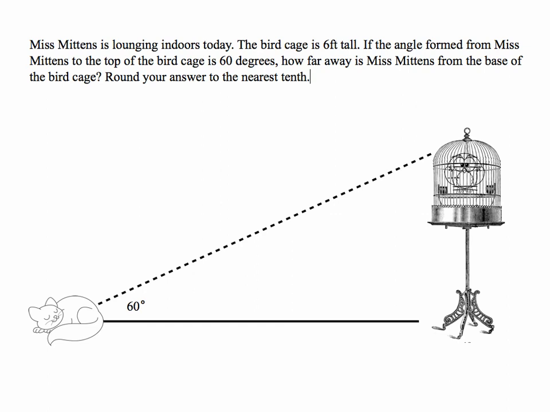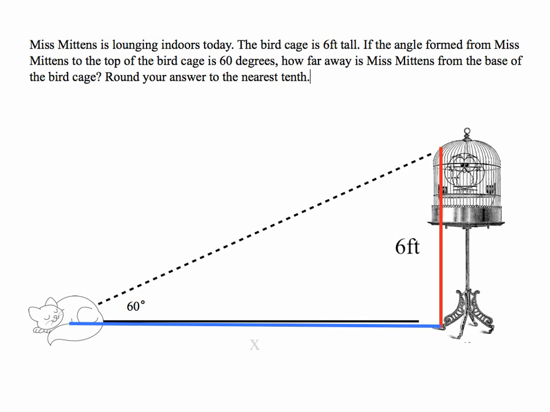Now this is not a trick question. I do know that the bird cage looks to be the shortest leg, but you've got to remember, it's opposite the 60 degrees. So despite what the triangle looks like, the actual shortest leg is the distance from Miss Mittens to the cage at the base. So you've got to remember, since the cage is 6 feet tall, this is the longest leg. The shortest leg is from Miss Mittens to the base of the cage.